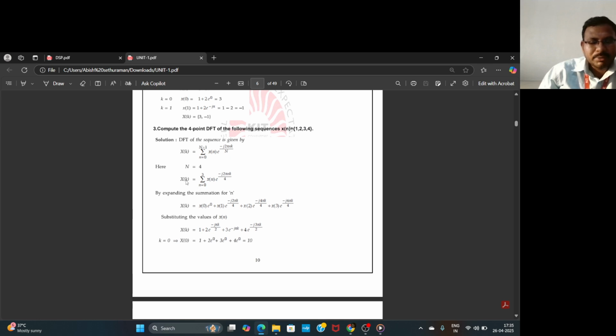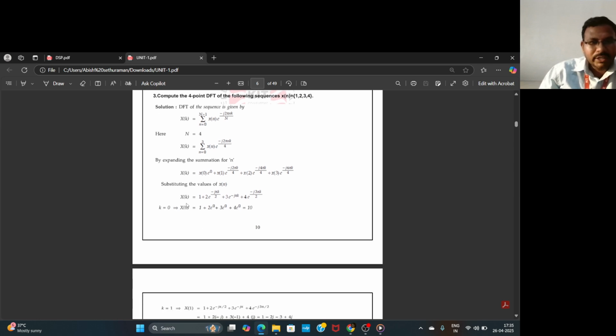So we substitute: capital X of k equal to summation n equal to 0 to N minus 1, so that N value is 4, 4 minus 1 is 3, x of n into e power minus j 2 pi nk divided by 4. Then after expanding the summation n equal to 0 to 3, substituting 0, 1, 2, 3 for n, this is the general equation: X of k equal to 1 plus 2 e power minus j pi k divided by 2 plus 3 e power minus j pi k plus 4 e power minus j 3 pi k divided by 2. So this is the general solution for the given problem.